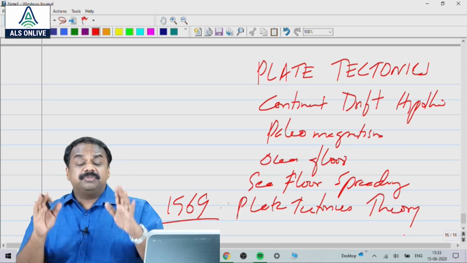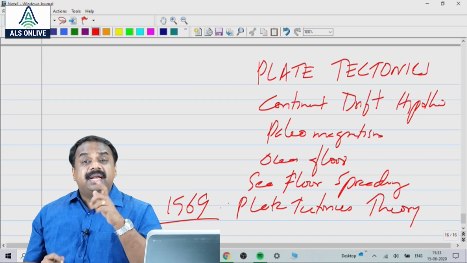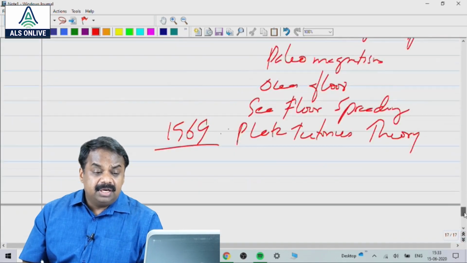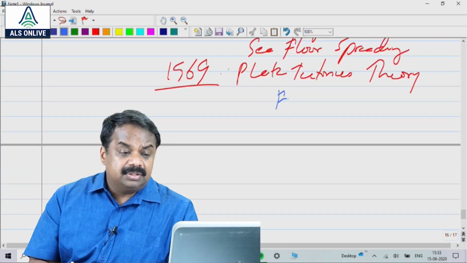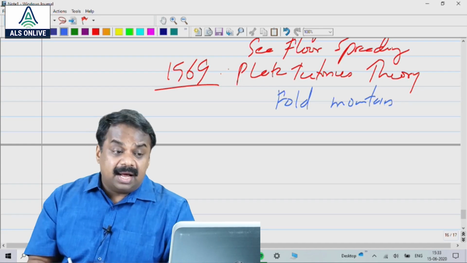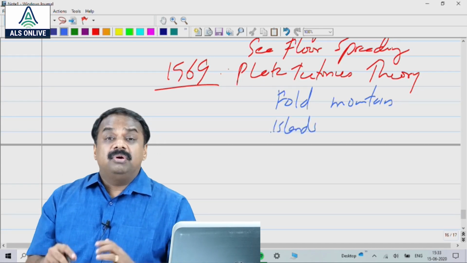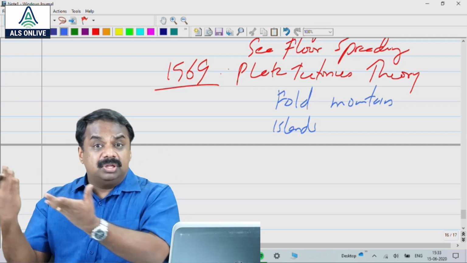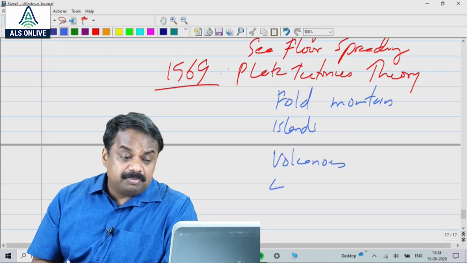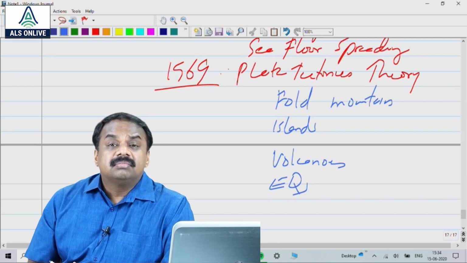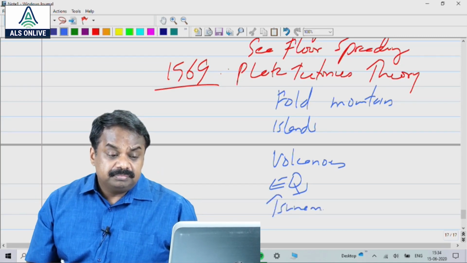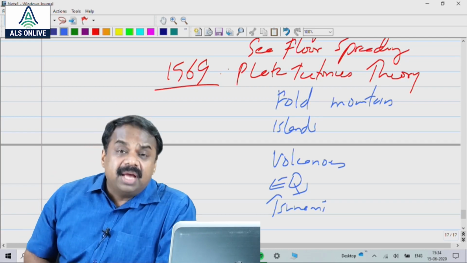It is able to explain most of the phenomena on the surface of the earth. Plate tectonics theory today is able to explain the formation of the fold mountains, the mountain systems. It is able to explain the formation of island arcs, the islands, the Indonesian archipelago, the Japanese archipelago, the Philippines archipelago. It is able to explain volcanoes, earthquakes, and tsunamis. It is able to explain almost every phenomenon on the surface of the earth.